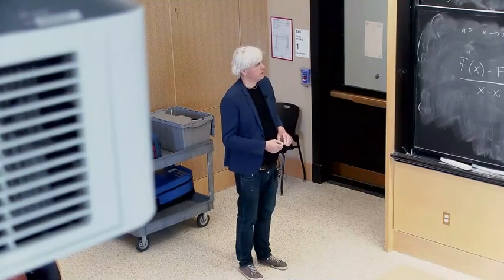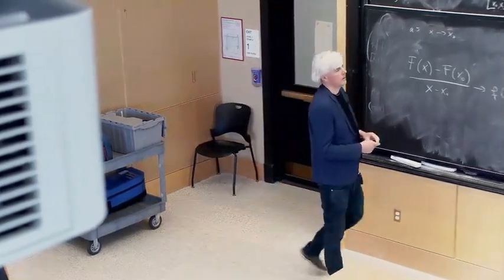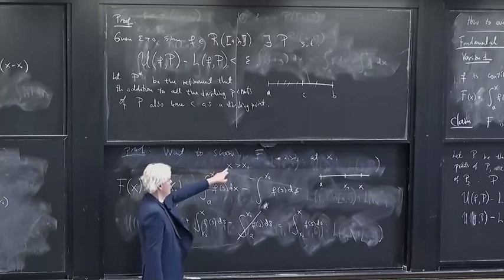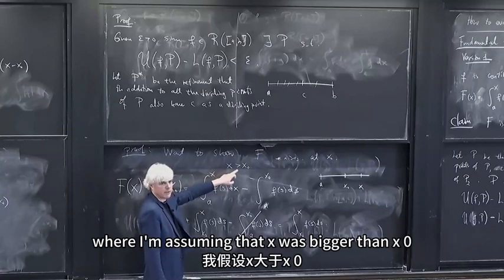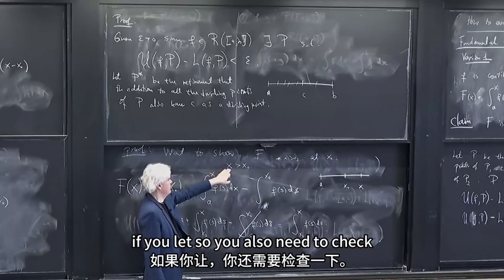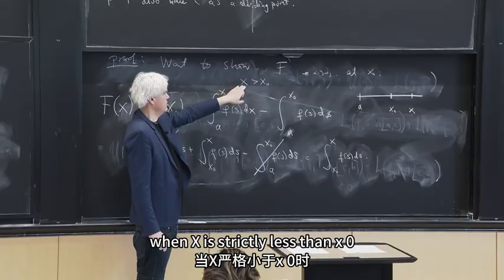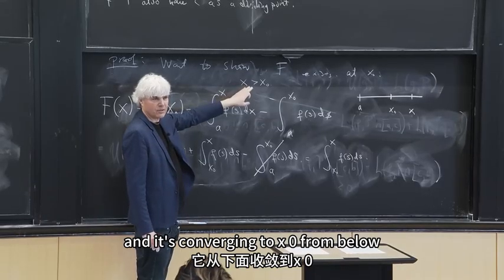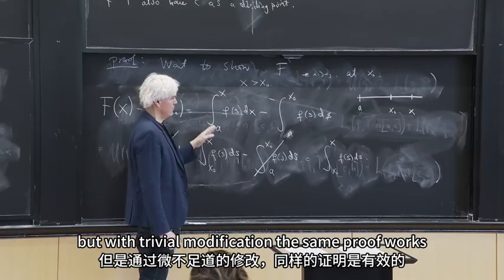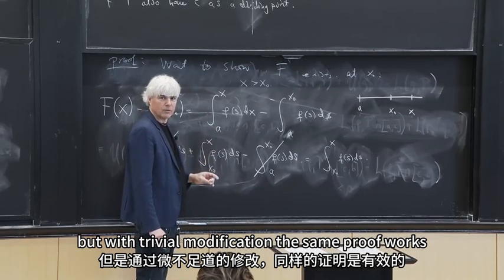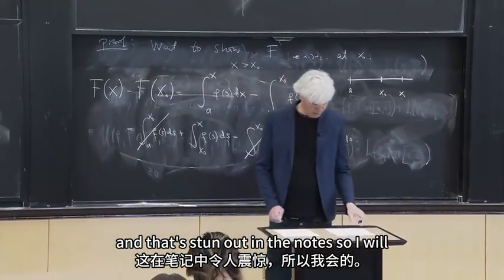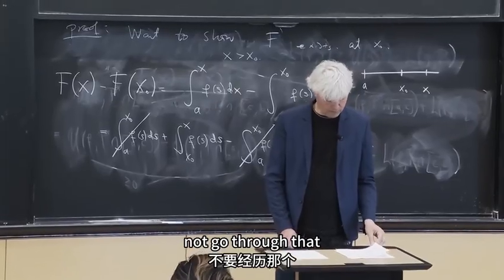Right? So this here proves it, but technically speaking, I only did it assuming that x was bigger than x0. So you also need to check when x is strictly less than x0 and it's converging to x0 from below. But with trivial modification, the same proof works. And that's done out in the notes, so I will not go through that.